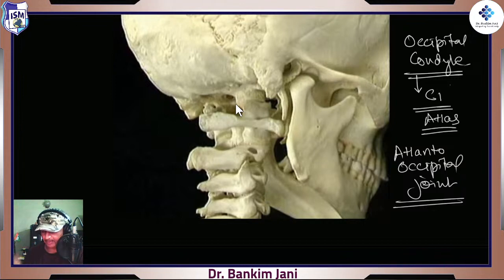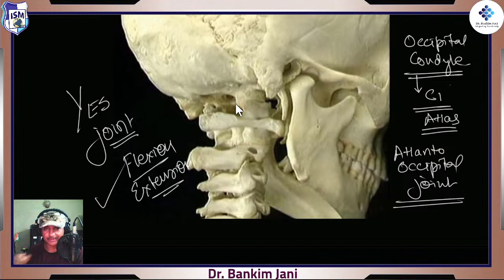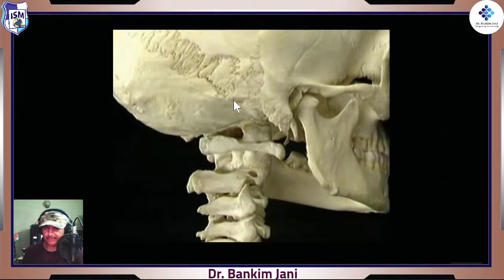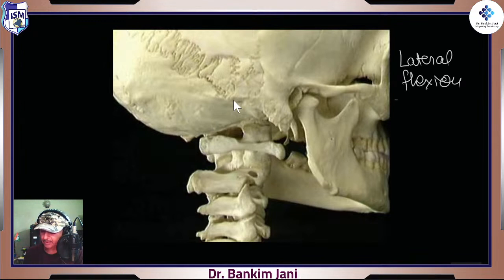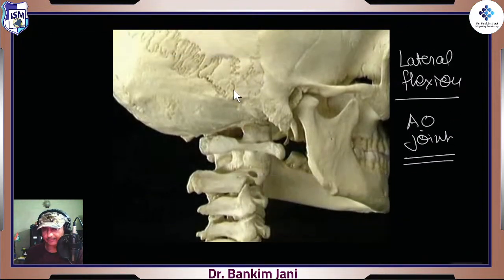Now we know the base of the skull properly, so now we are talking about this atlanto-occipital joint. It is also called, very easy to remember, the yes joint. So yes, that is flexion and extension. That is why this is the yes joint. It's also involved when you tilt the neck to one side, which is called lateral flexion. So even in lateral flexion, it is our AO joint, that is atlanto-occipital. From this point onwards, we'll write it as AO joint.